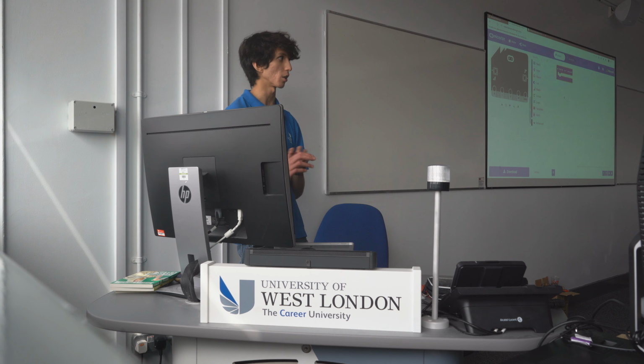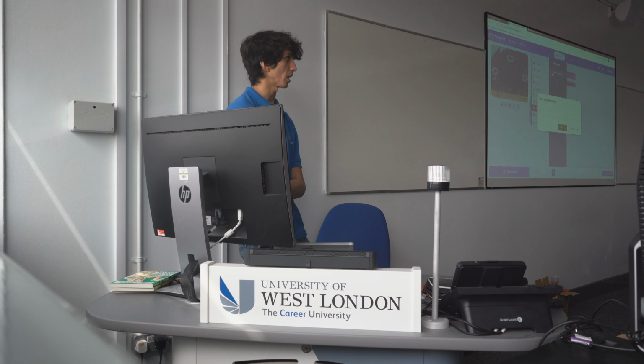Okay, so moving on, now what we need to do is have a number, right? Because as we said, there are 3 different options, right? So what you do is you go to variables and you click make a variable.